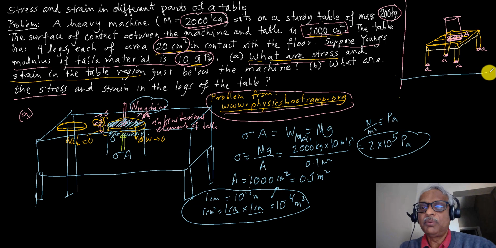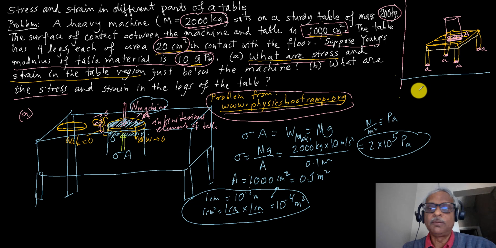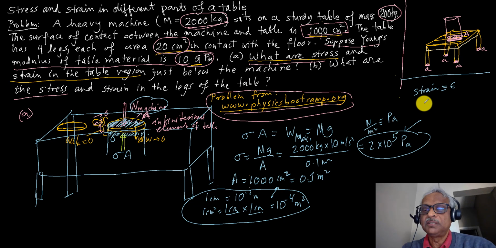Strain, what will be the strain? So strain, we already know the stress. So strain is, say, epsilon. So sigma should be Young's modulus times epsilon, because this is compression here. And Young's modulus is given there, so epsilon is sigma over Y.